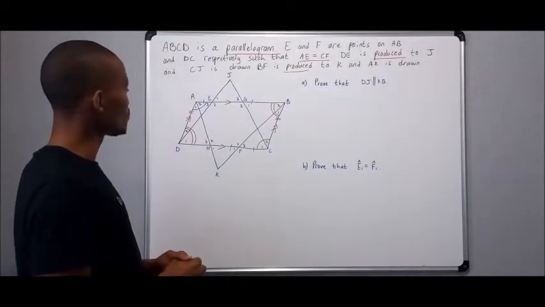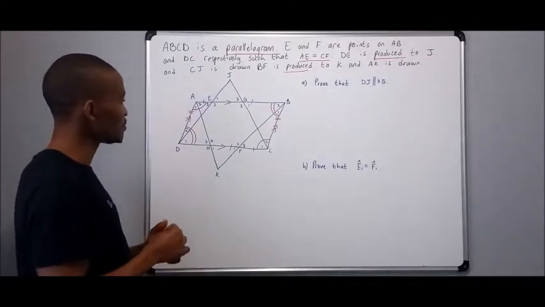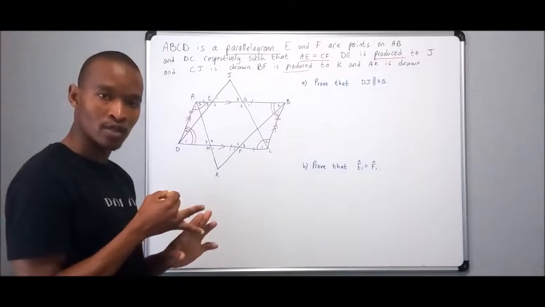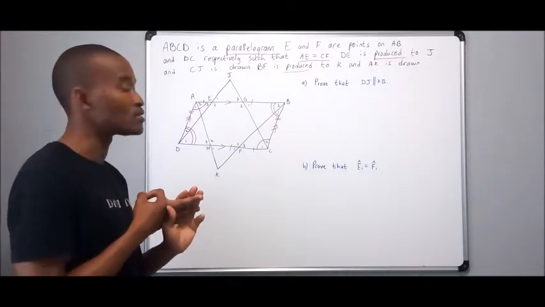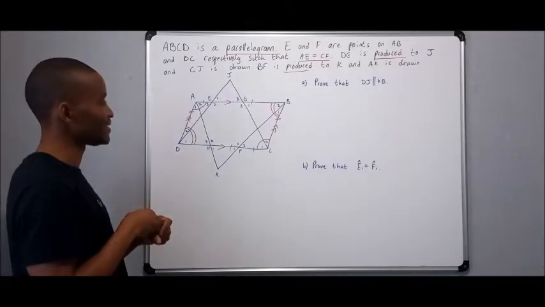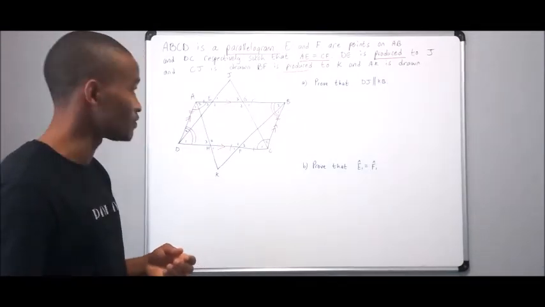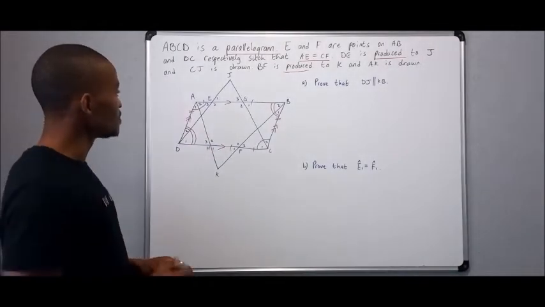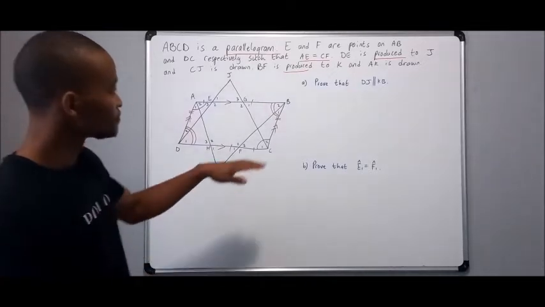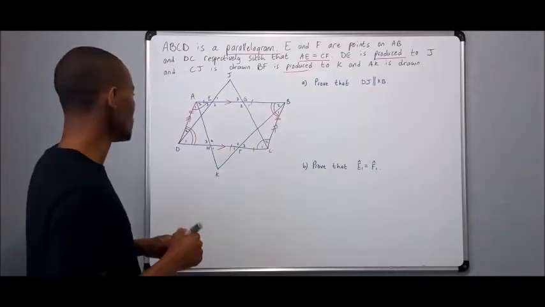Good, so we have parallel lines, and obviously we can make use of the fact that alternate angles, corresponding angles, and co-interior angles will be present because we have parallel lines. Okay, it is one of that or a combination of that. Okay, so look at the first question here. Prove that DJ is parallel to KB.